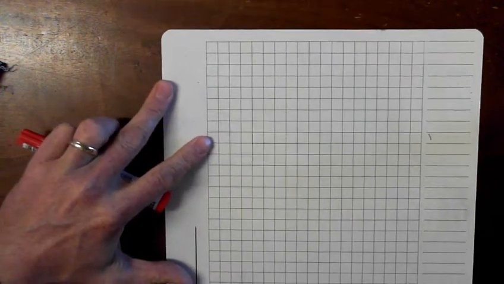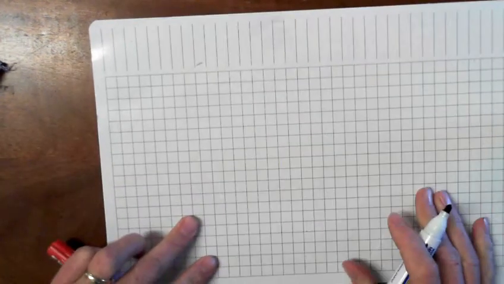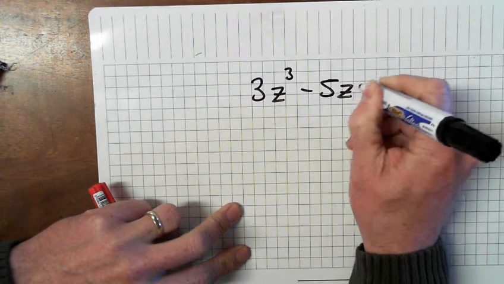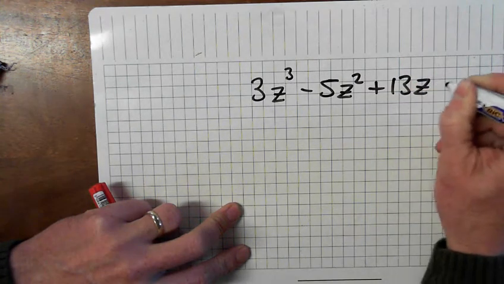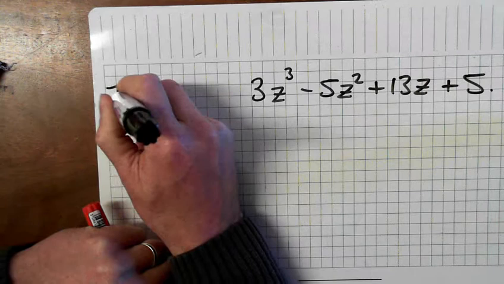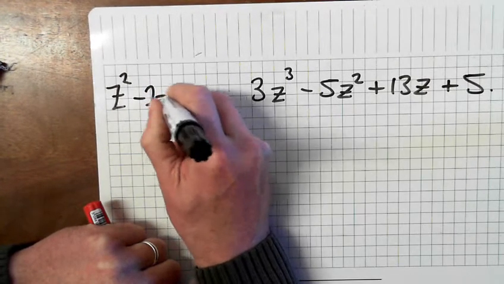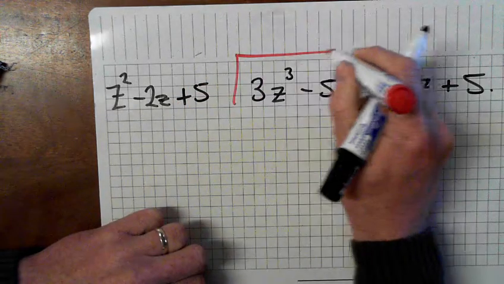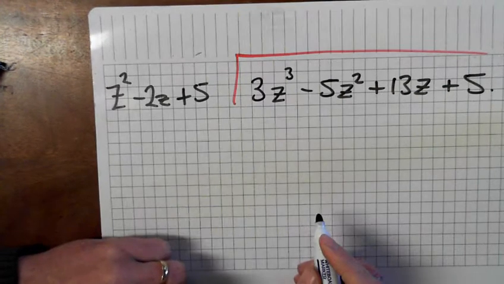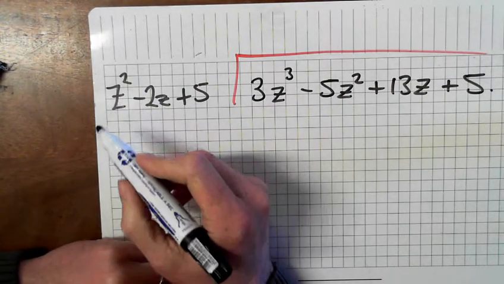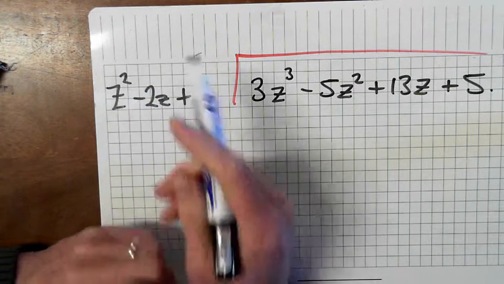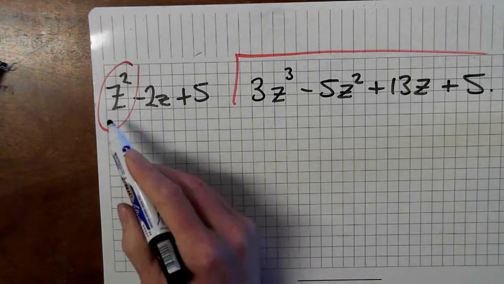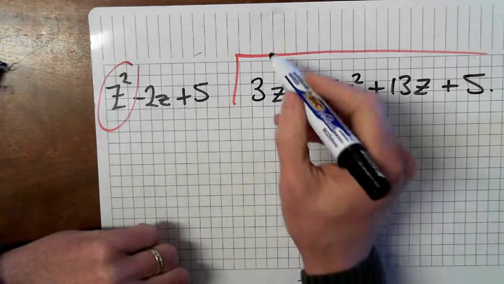Right, so now you need to divide it in. Three z cubed minus 5z squared plus 13z plus 5. And we're dividing by z squared minus 2z plus 5. Right, so z squared first of all. Do you want to watch this if you're not too familiar with it? Dividing by z squared. Are you watching? Right, so z squared into 3z cubed is 3z.